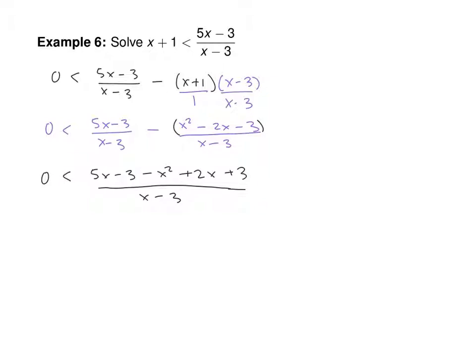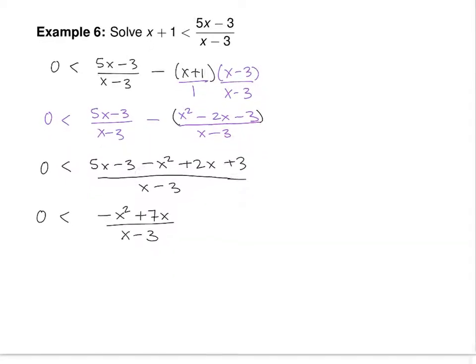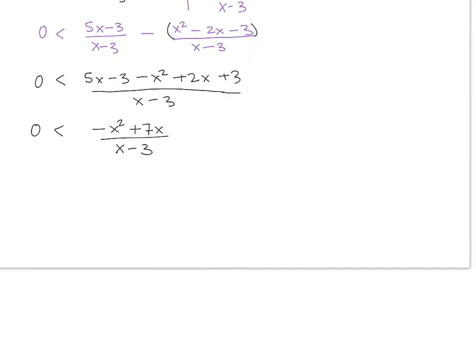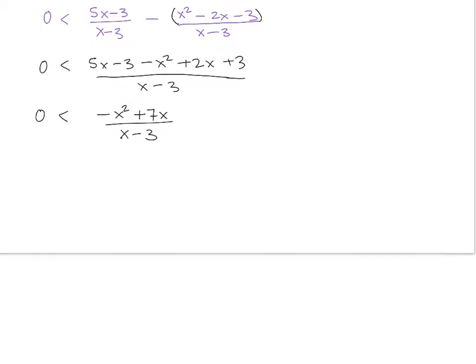All right. And some nice stuff happens, as in the 3's cancel, don't they? So I think you just have negative x squared plus 7x, is that right? Over x minus 3. Okay.